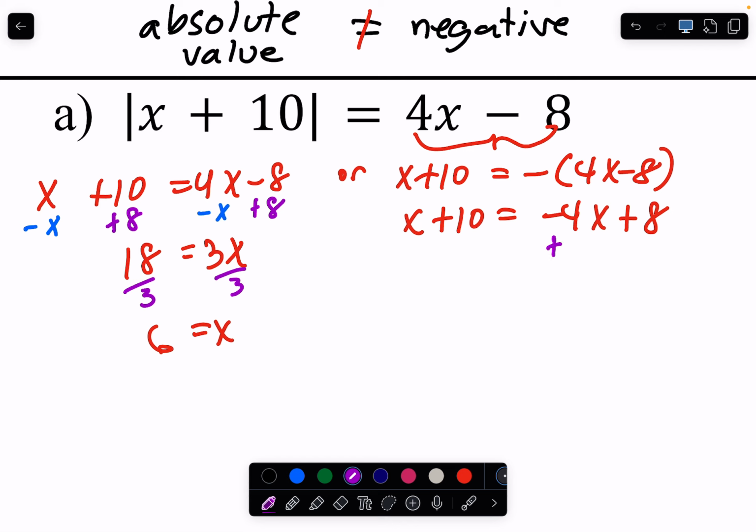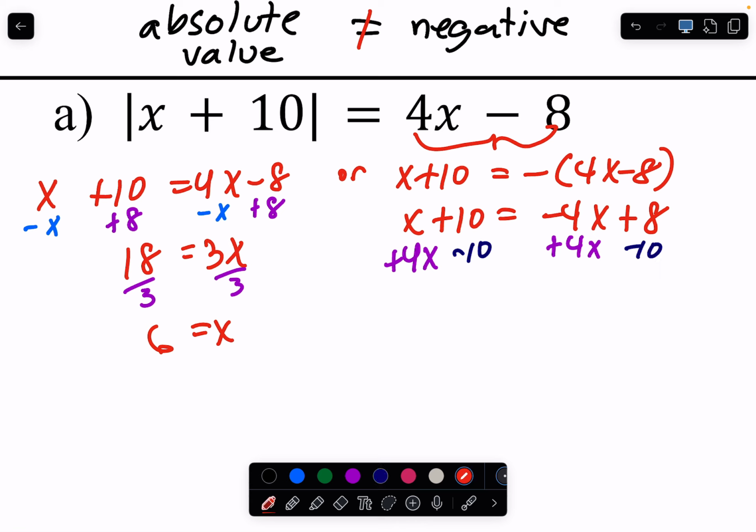I'm going to add 4x to both sides. Again, for moving around, just the x's need to be on one side, plain numbers need to be on the other. It doesn't matter which way you go. I tend to go where it's going to be positive, but it doesn't matter. And then, so my x's now are on the left. So let's take off 10.